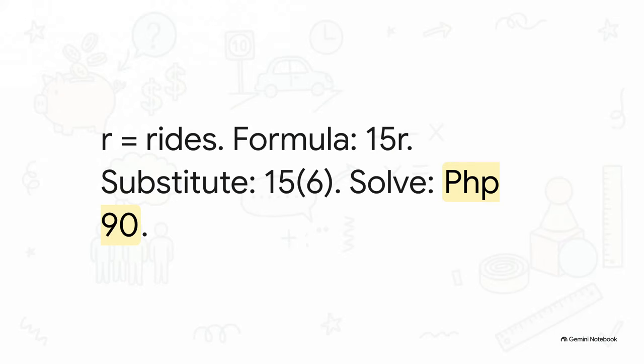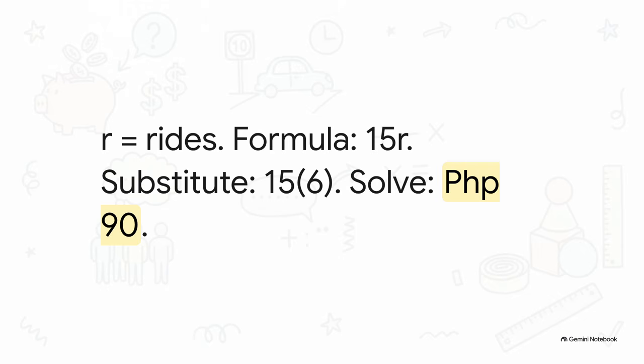Following our steps, we chose R to stand for the number of rides. That makes our formula 15R. We then substitute 6 for our variable R. 15 times 6 gives us 90. And the final step is explaining it all in context. The total tricycle fare for 6 rides is 90 pesos.